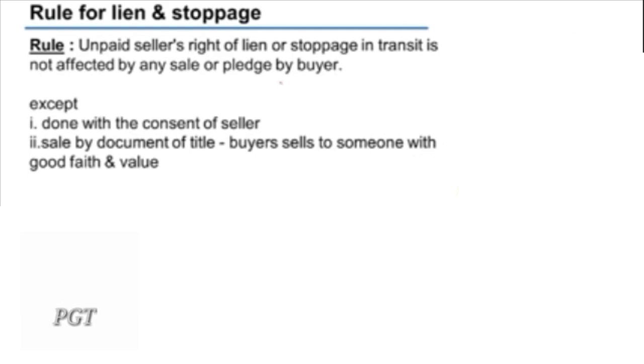The possession is with the seller in case of right of lien, or it is with the carrier in case of right of stoppage in transit. So he has not got the possession yet. So even if he resells the goods or keeps them as a pledge, it does not affect the seller's right to lien or stoppage in transit. However, like all rules have some exception in law, this rule also has. So what are the exceptions?